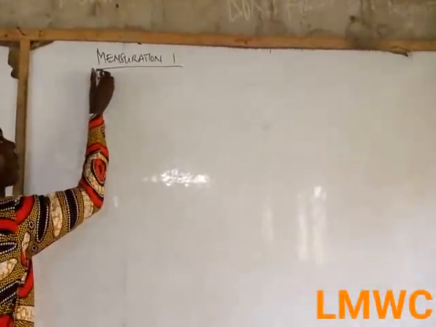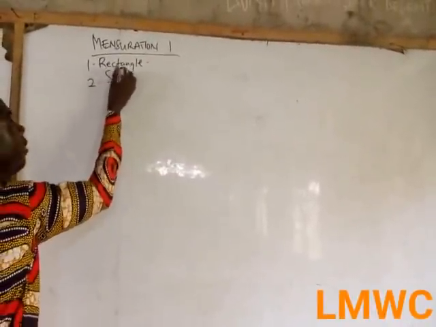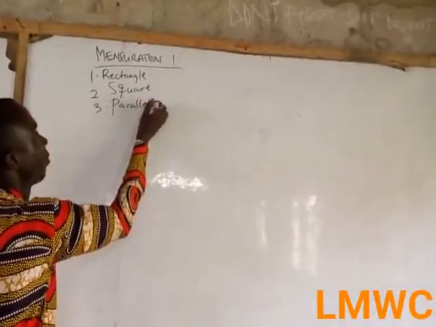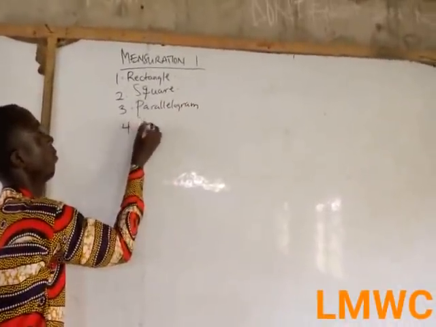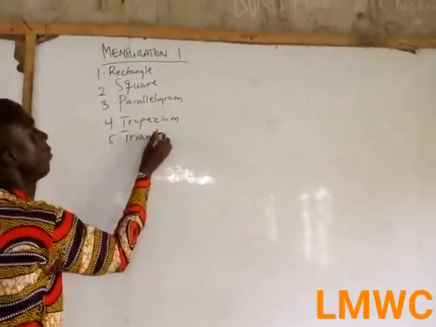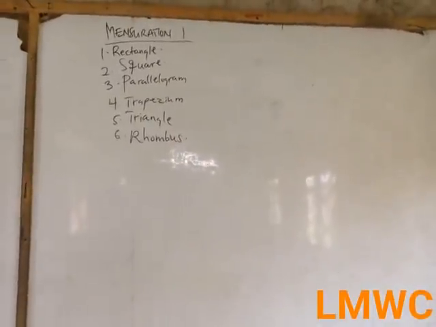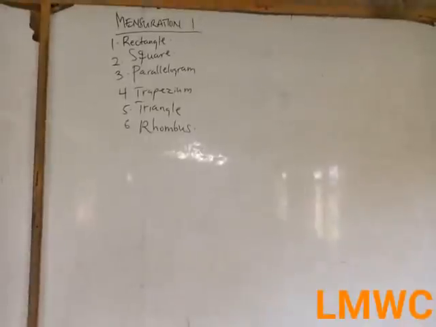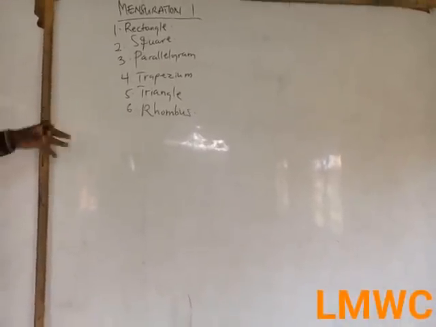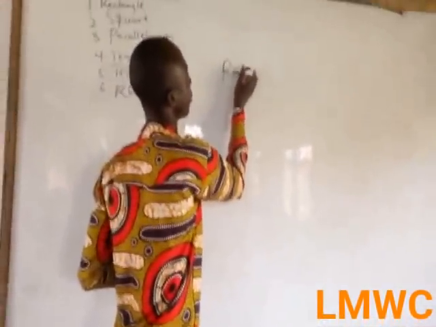We have plane figures like 1, rectangle, 2, square, 3, parallelogram, 4, trapezium, 5, triangle, 6, rhombus. So we have these plane figures under mensuration 1. If there is the need to add some to these plane figures, I will add it. So we will take our first plane figure, which is rectangle.